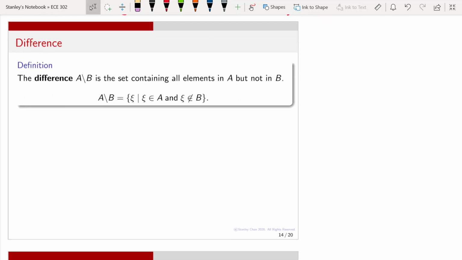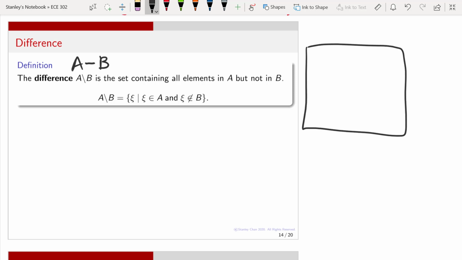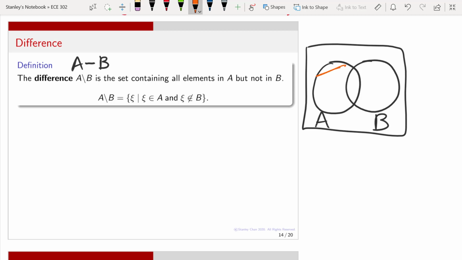The difference between two sets, some people prefer to write it as A \ B. Some people prefer to write it as A minus B. Both are okay. So this is the situation where you draw two sets, A and B. Here is your A. This is your B. And then you want everything that's in A but is not in B. So here is the set.